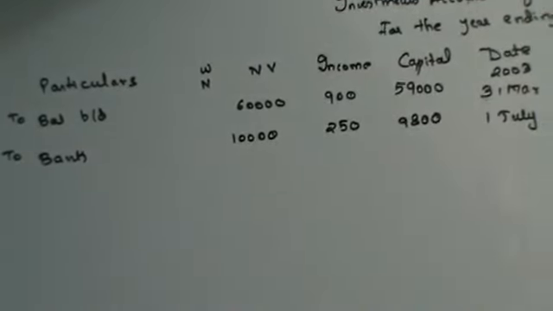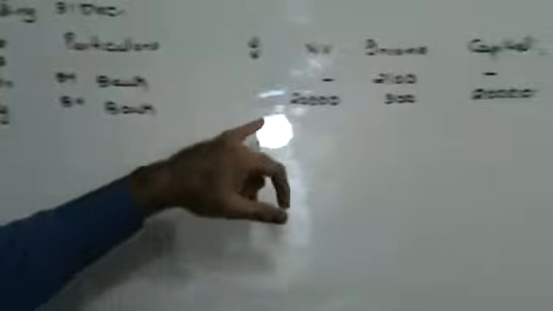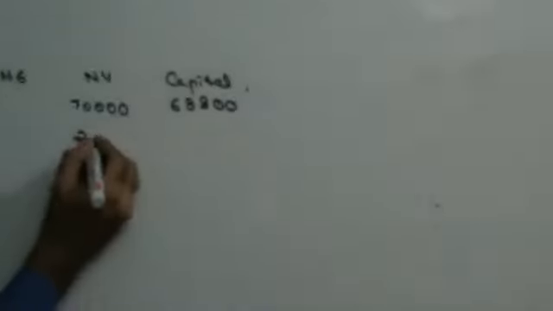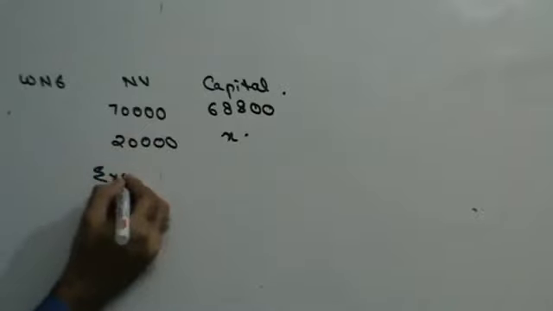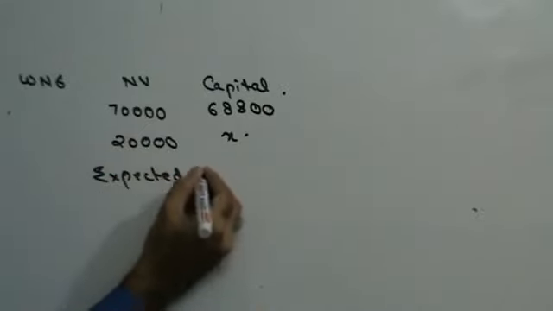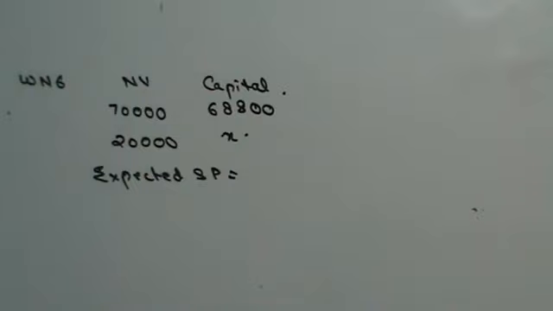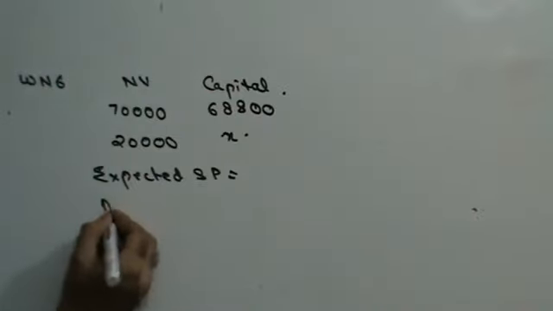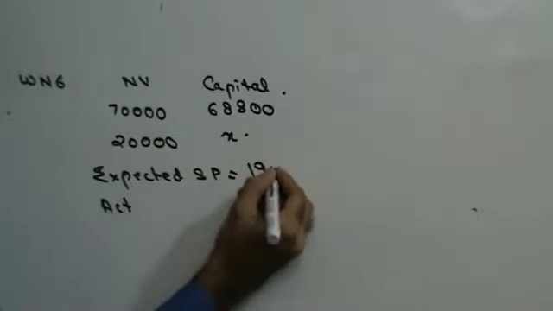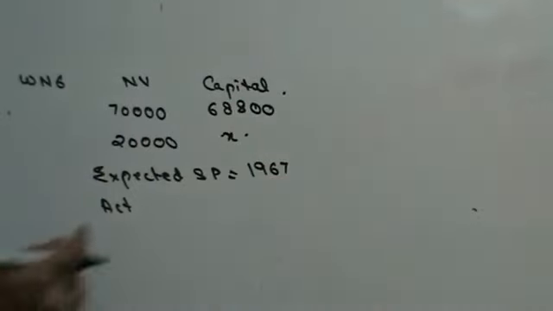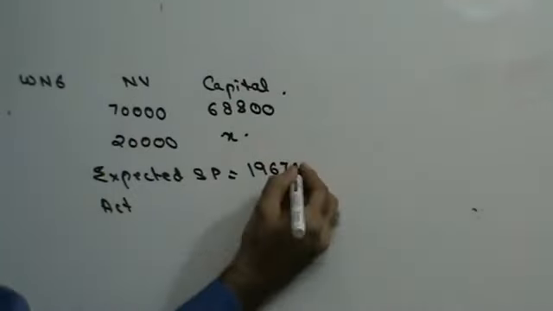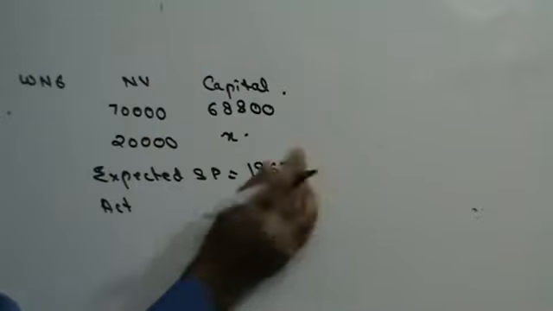Now, I am selling debentures of nominal value 20,000. So in that case, at what price should I sell them? Expected selling price. Your expected selling price will be how much? Someone calculate please. 19,657.